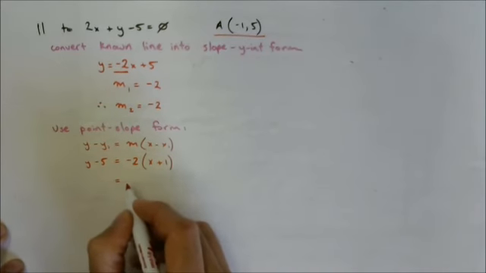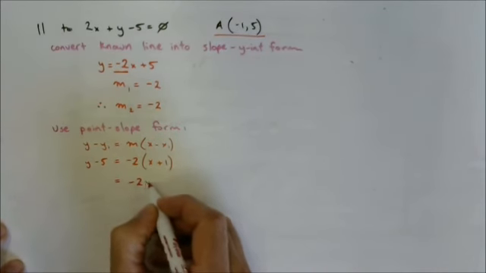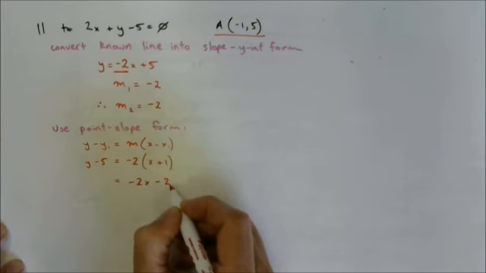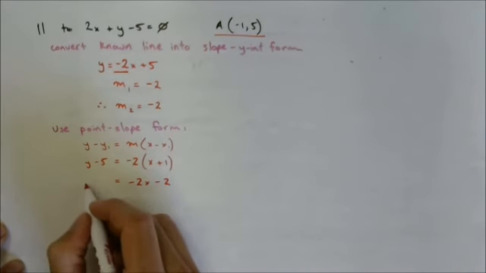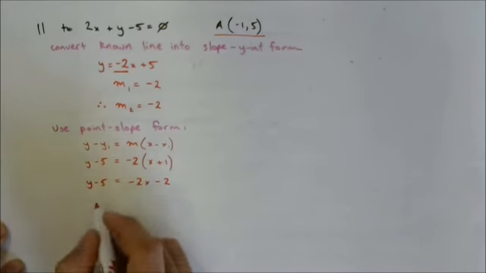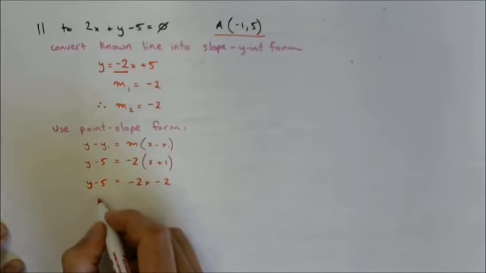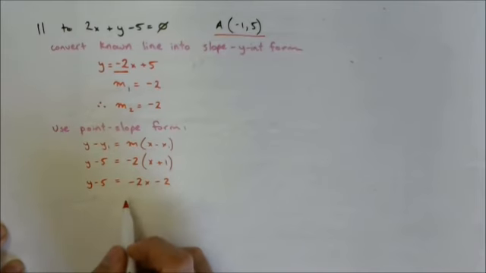On the right hand side, I distribute -2 to both terms. End up with -2x minus 2. And then I add 5. And actually, we want to express this in standard form again.